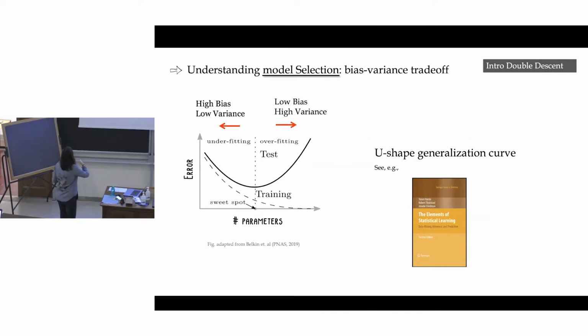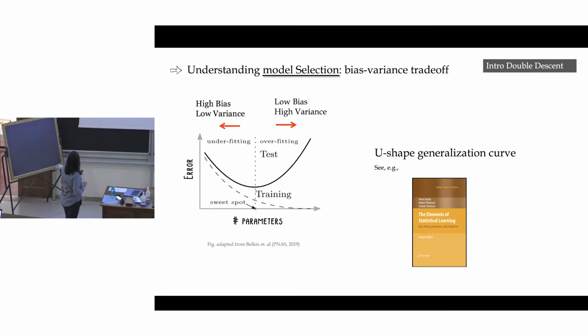And if you are into statistics, you probably call this the bias-variance trade-off. If you're a physicist, you call this common sense, right? It's just how we do model selection. It's just what we do. We just have an error as a function of the parameters. So what do we expect?